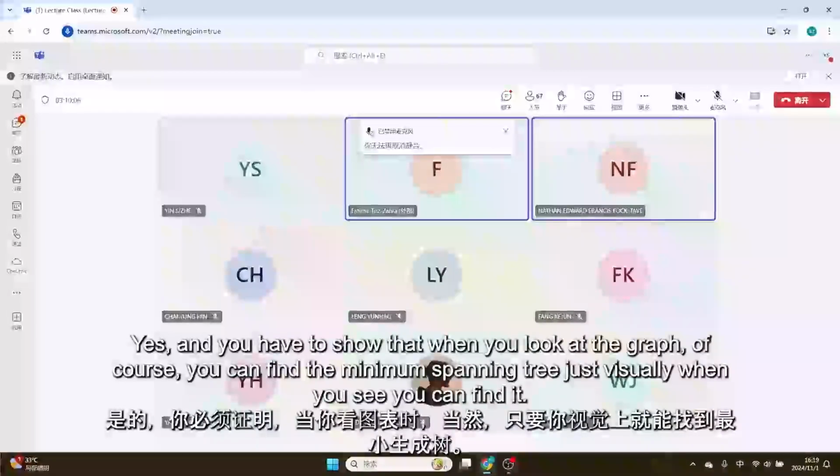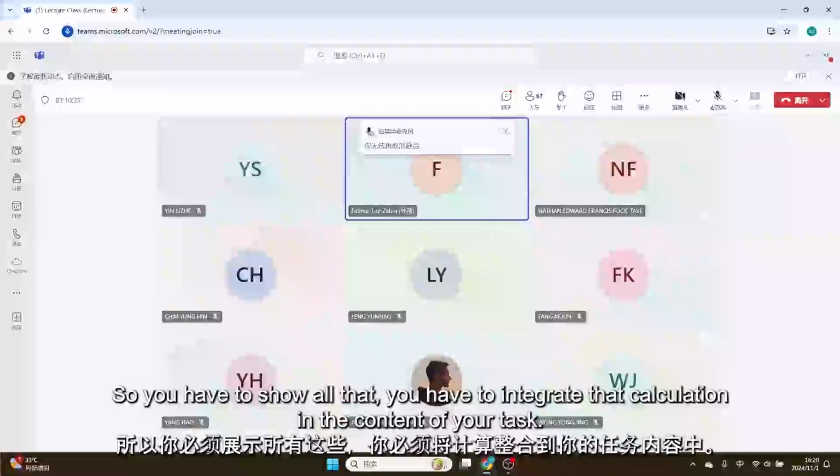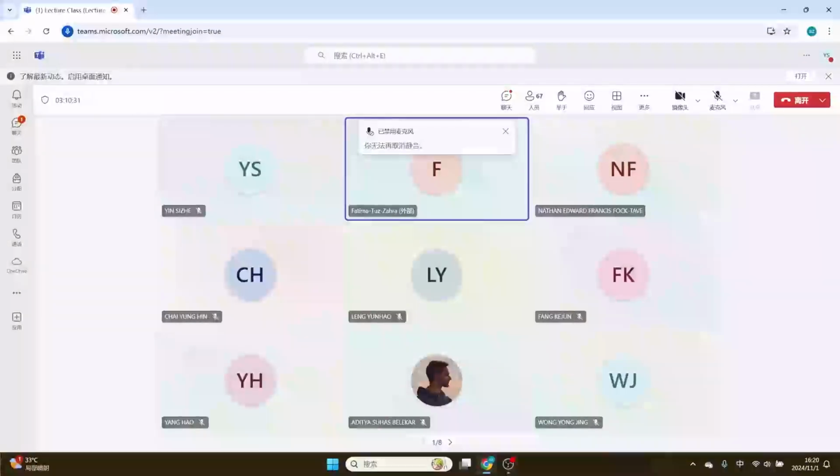Yes, and when you look at the graph, of course, you can find the minimum spanning tree visually. But you have to show the implementation of the discrete structure concept, which is the application of an algorithm to find the minimum spanning tree. So you have to show all that, and integrate that calculation in the content of your task.